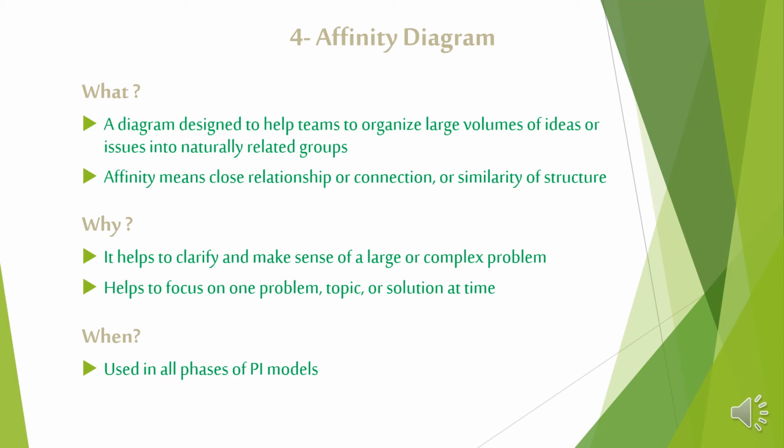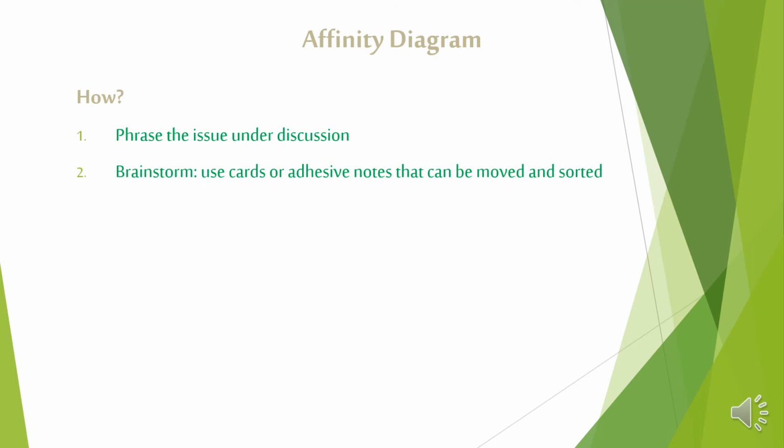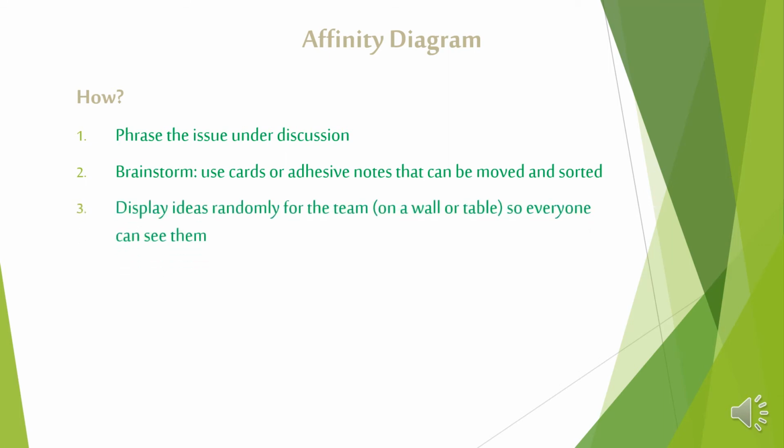When to use it? We can use it in all phases again. As soon as we have ideas, we need to categorize them, or make affinity between them. By the way, affinity means the ability to get to each other, contact each other, relate to each other. How to do it? First, the issue under discussion. Do brainstorming, use cards or adhesive notes, as we said before for the flip chart, that can be moved and sorted. Display ideas randomly for the team, on a wall or a table, so everyone can see them.